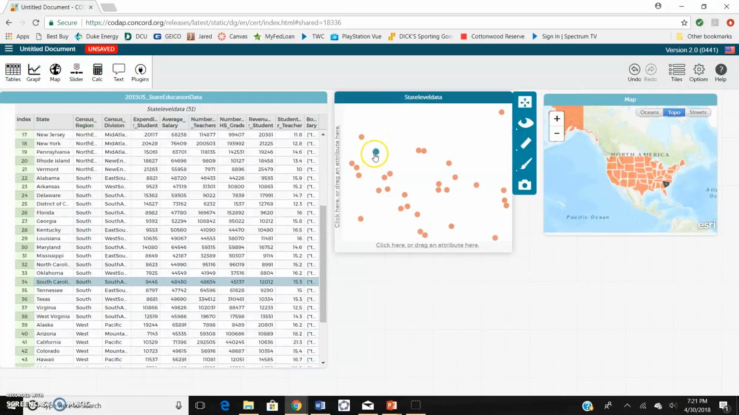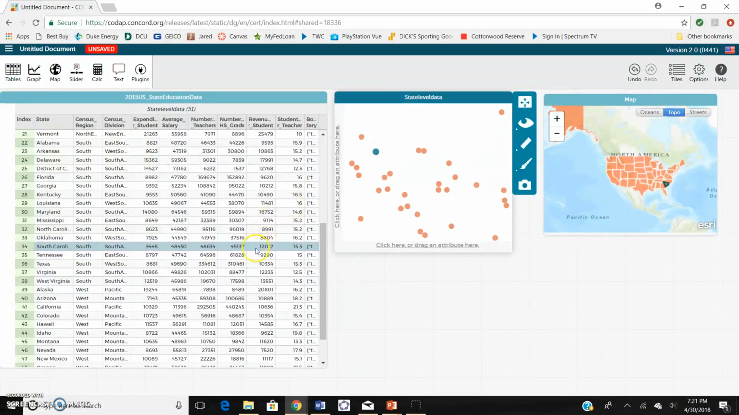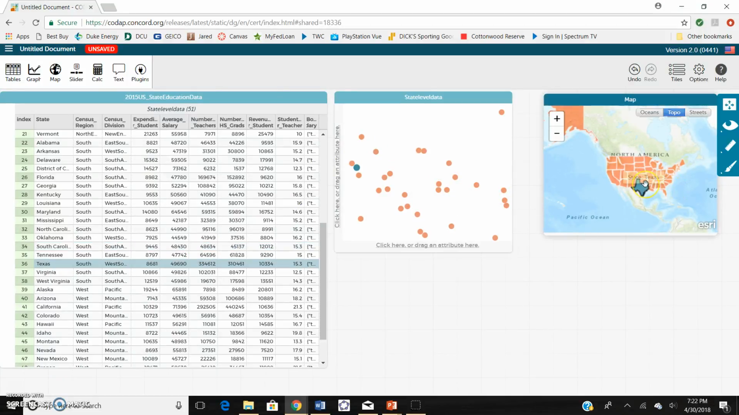And if I click on a point over here, it'll show me the data for it in the chart. It highlights where it is on the scatter plot and it highlights the state on the map. And I can do the same thing by clicking on a state and it'll highlight the data in the table and the point where it is located on the scatter plot.